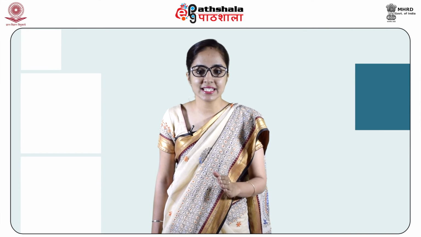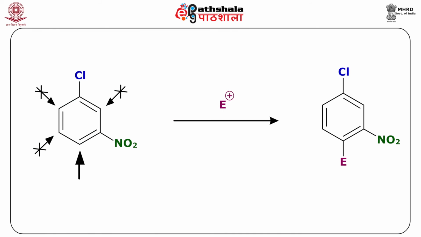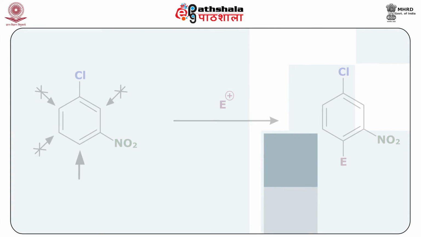Due to steric reasons, the electrophile is less likely to attack between the two groups. When an ortho-para directing group is meta to the meta-directing group, the electrophile goes predominantly ortho to the meta-directing group rather than para to it. Now you can see there is one meta-directing and one ortho-para directing group, so it will go ortho to it rather than para to it.